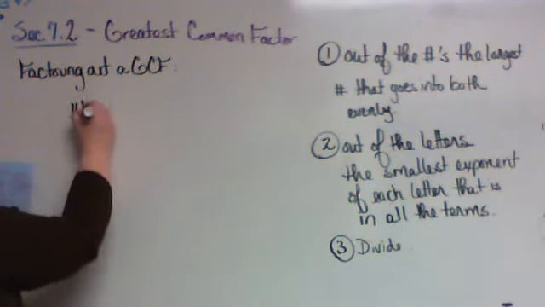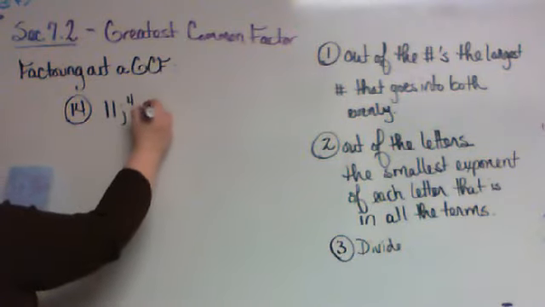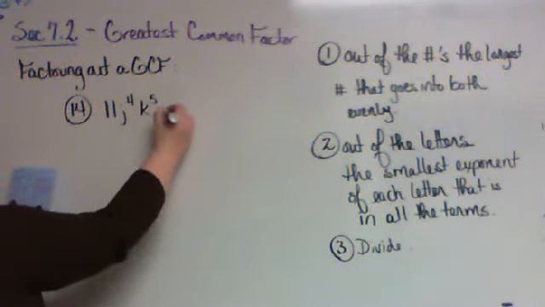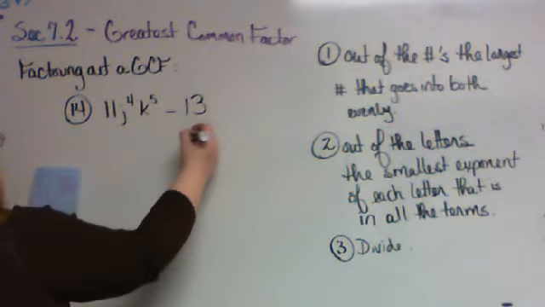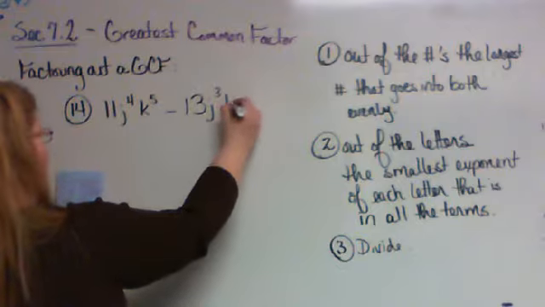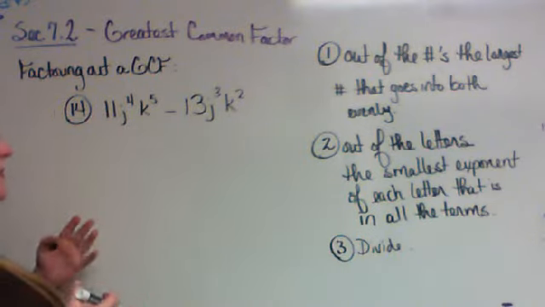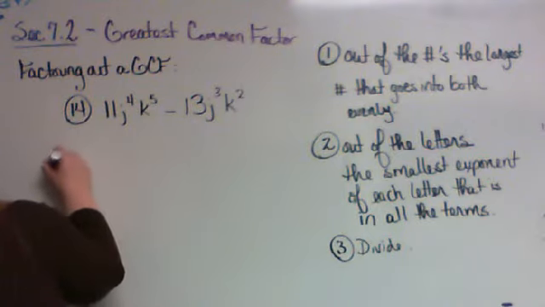So problem number 14 out of the book said 11 j to the 4th k to the 5th minus 13 j to the 3rd k squared. They want us to factor out a GCF. So the first thing we have to do is look at our numbers, because we have to find the GCF first.